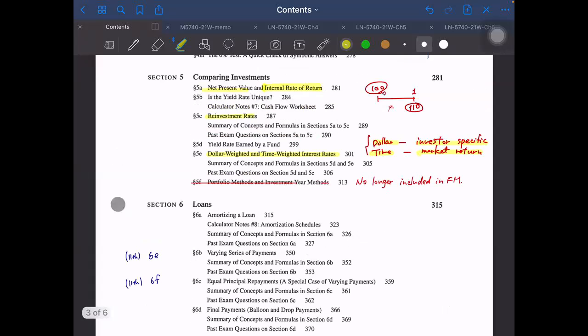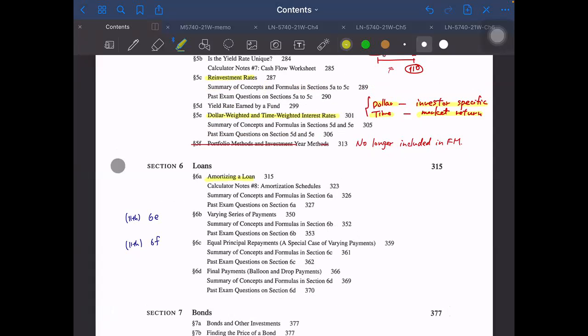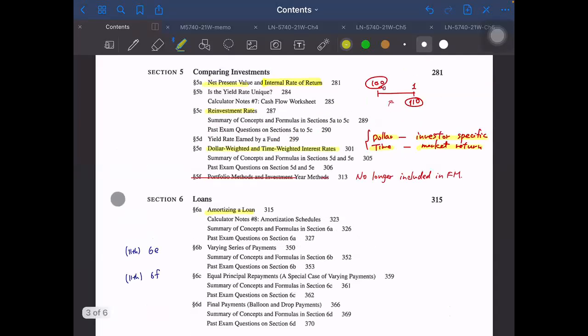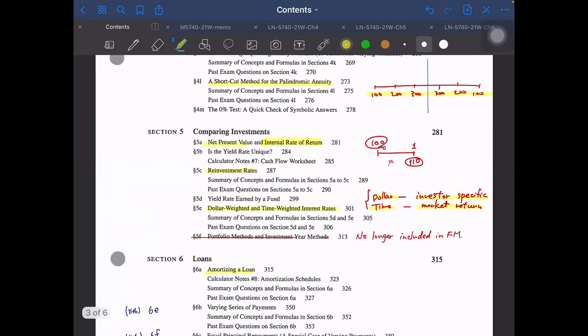And in section six, we only studied the first section, amortizing a loan. The important thing is to know how the interest portion and the principal portion of the repayment are related. Yeah, so in the next videos, we discuss each section.